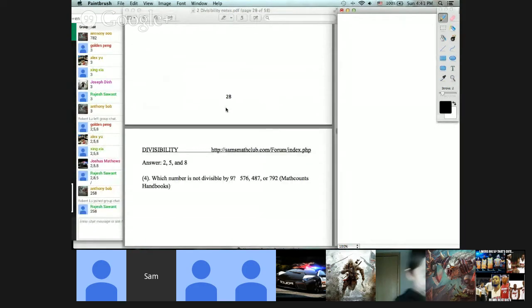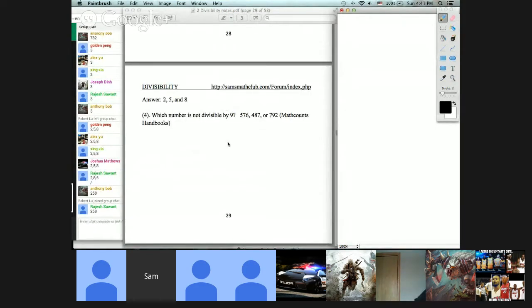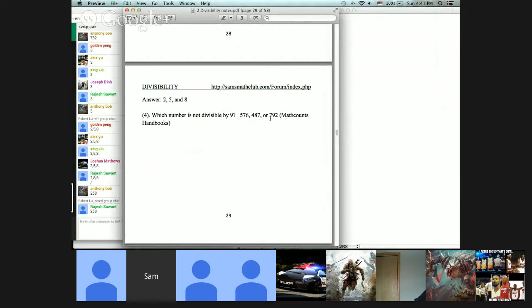Okay, onwards. So let's try divisible by 9. Which number is not divisible by 9? So this is from the MathCounts handbooks as well.